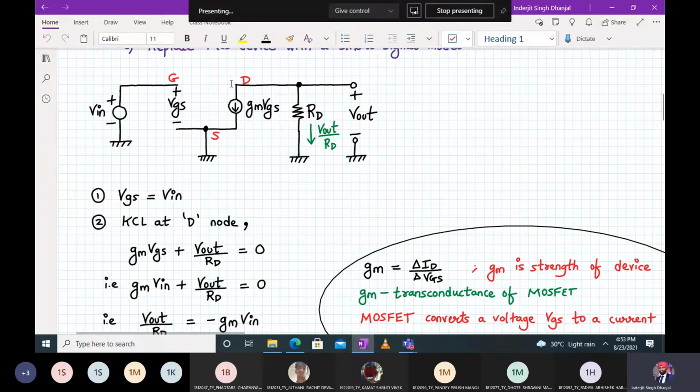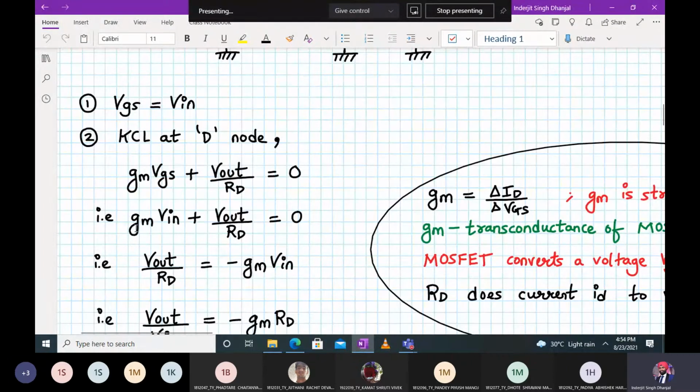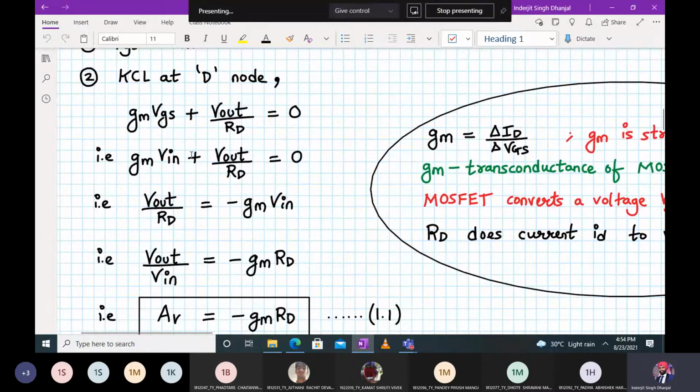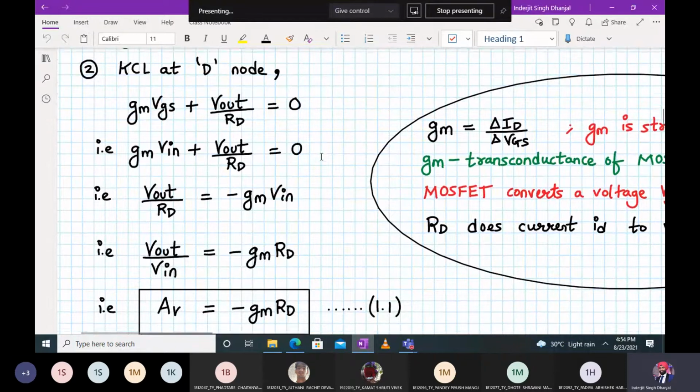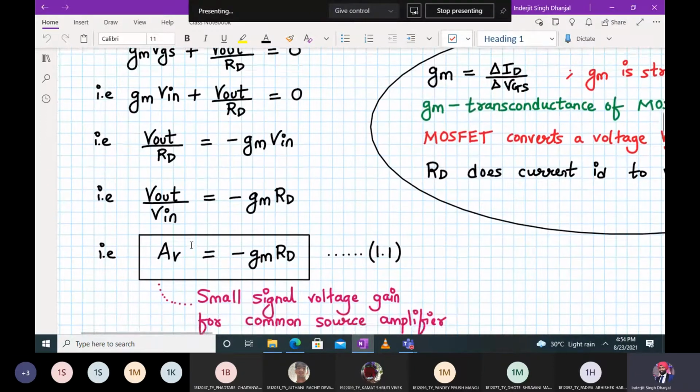KCL means the sum of incoming currents is equal to the sum of outgoing currents. At the drain node, both the currents are leaving, so I can club them together: gm VGS plus Vout upon RD is equal to 0. Since Vin is equal to VGS, and we want to establish a relation between Vin and Vout, we can write gm times Vin plus Vout upon RD equals 0. Moving gm times Vin to the right hand side, Vout upon RD is equal to minus gm times Vin. So Vout upon Vin is minus gm RD.